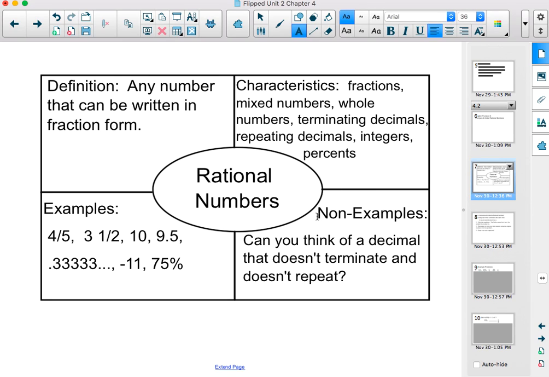Non-examples. So non-examples are any number that's not rational, and it's not easy for us to think of numbers that are not rational because we don't really use them a whole lot at this level of math. But there is one really big example of a not rational number. We call it irrational, and I want to see if you can come up with it. It is a decimal that doesn't terminate, and it also doesn't repeat. So it's going to continue on and on forever, but it doesn't have any repeating pattern to it. It's a very famous number. I want to see if you can think of that. We'll go over that in more detail tomorrow.